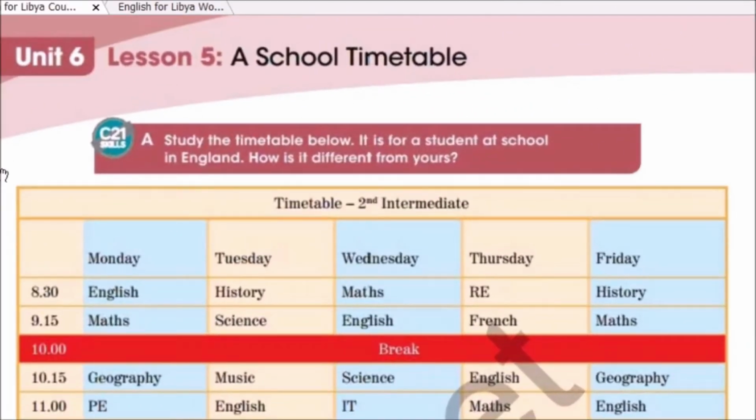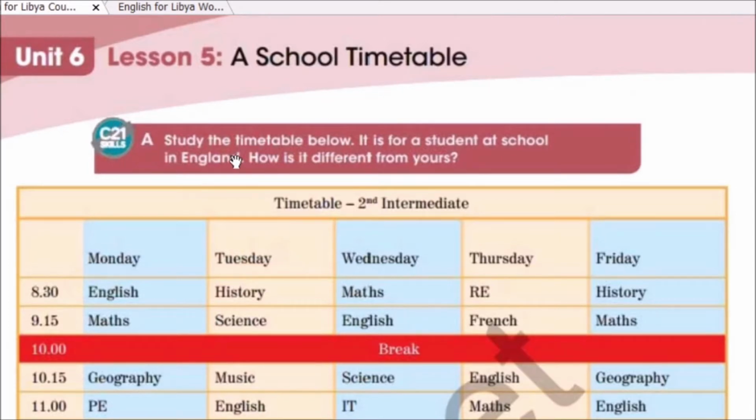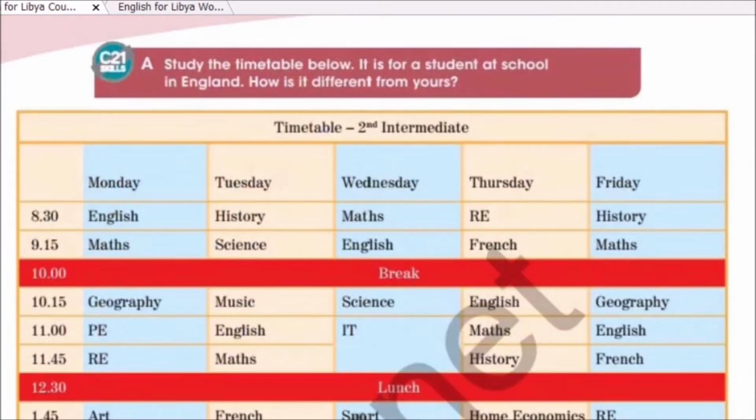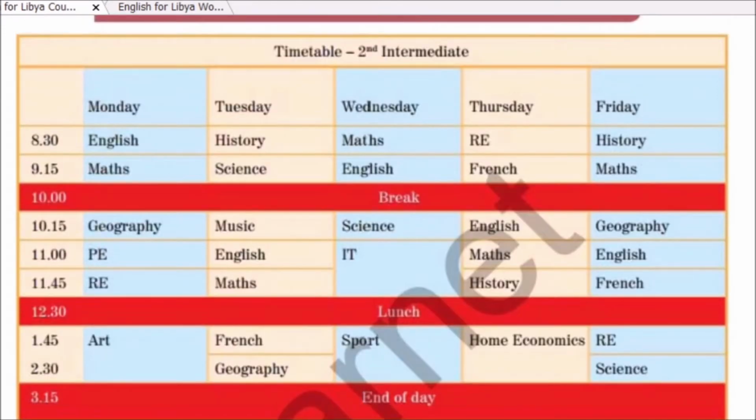In this presentation, we're going to talk about Unit 6, Lesson 5, a school timetable. Question A. Study the timetable below. It is for a student at school in England. How is it different from yours? As we can see here, this is the timetable of a student in England. You have to study it and tell which difference you find between it and yours.